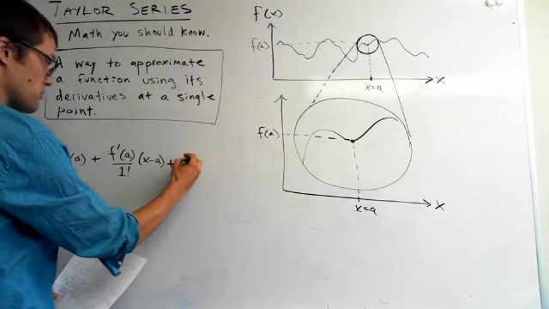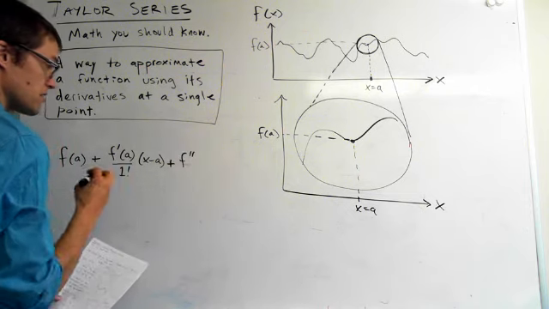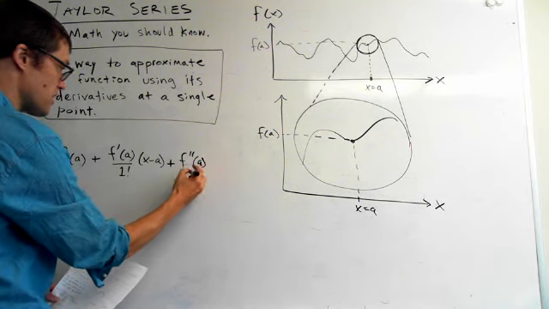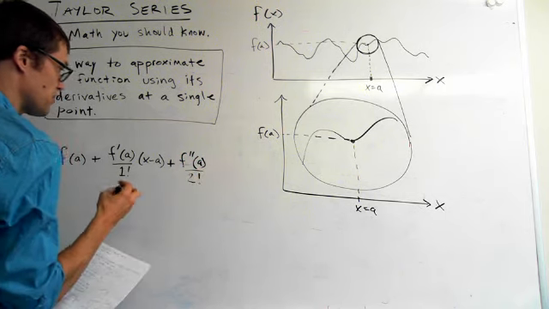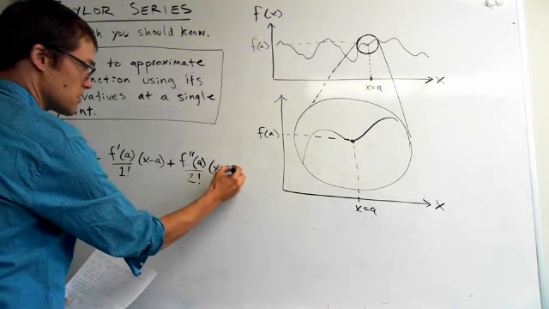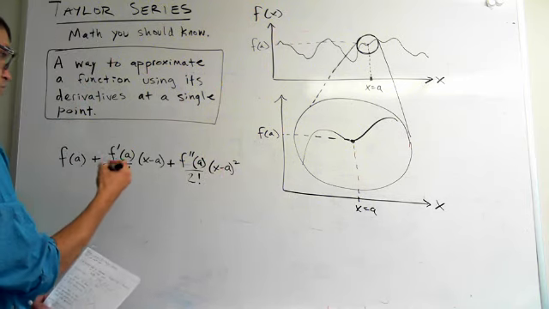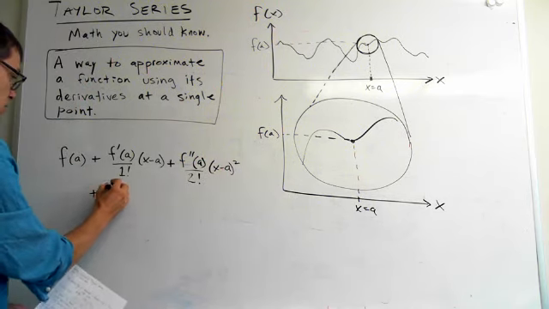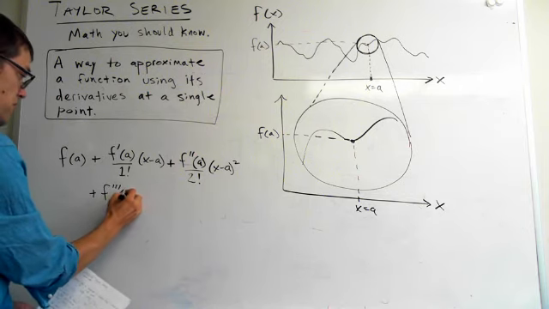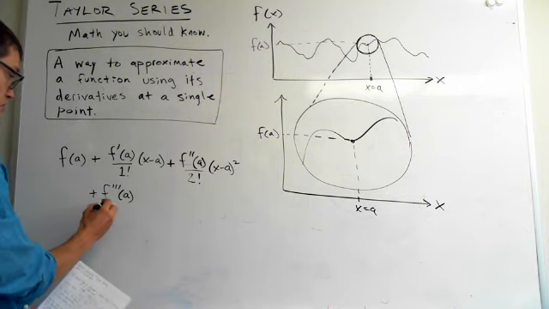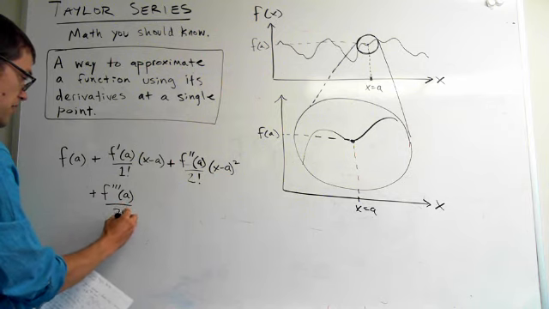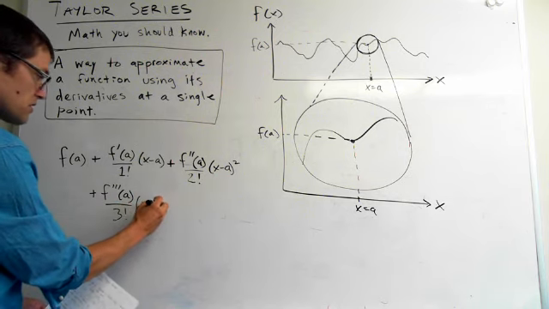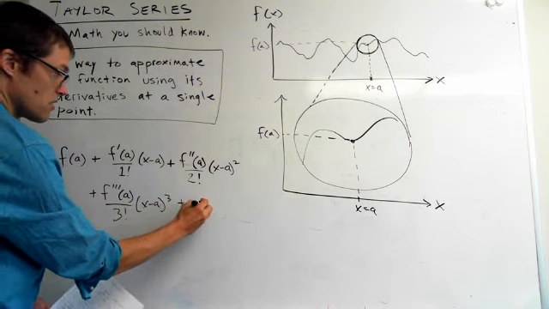The next term of the Taylor series is the second derivative of f evaluated at a divided by 2 factorial times x minus a squared. And then you can keep adding terms here. It's an infinite series, so it's plus the third derivative of f evaluated at the point a divided by 3 factorial times x minus a cubed, and so on.